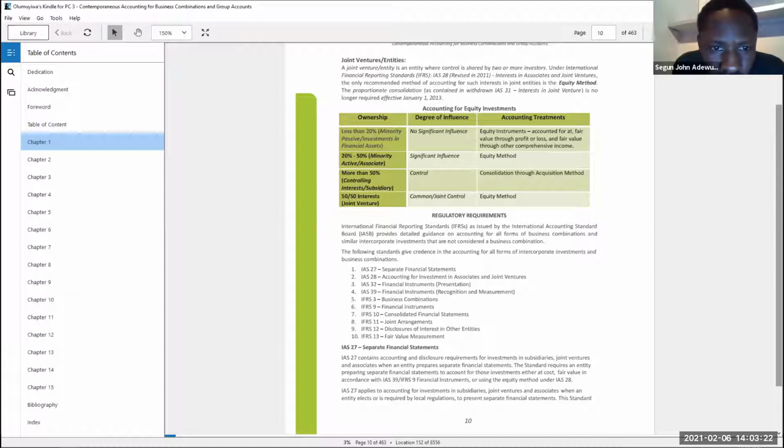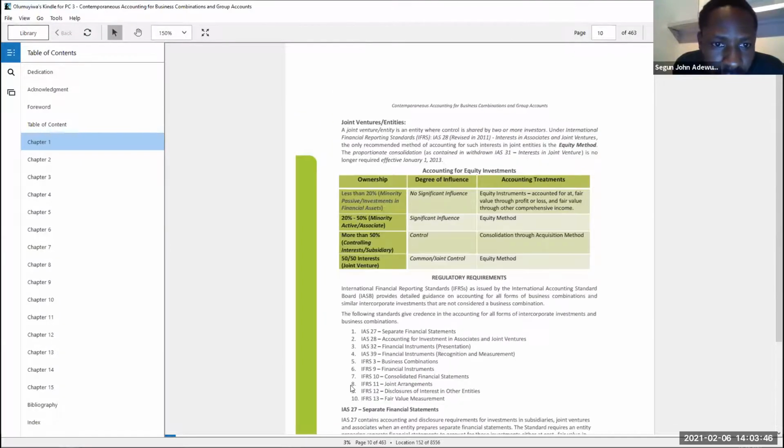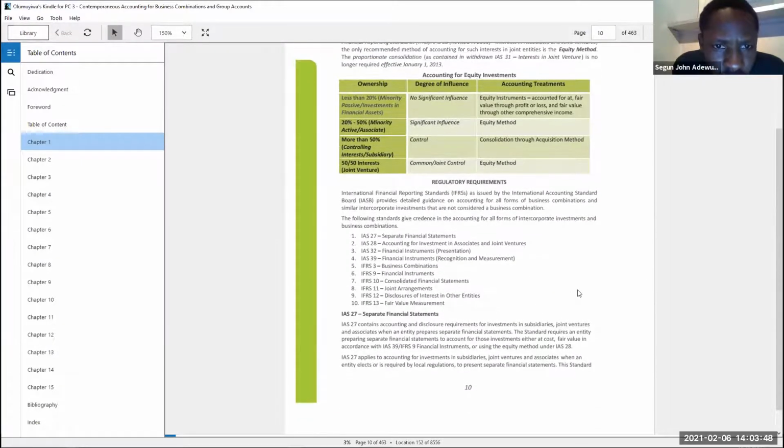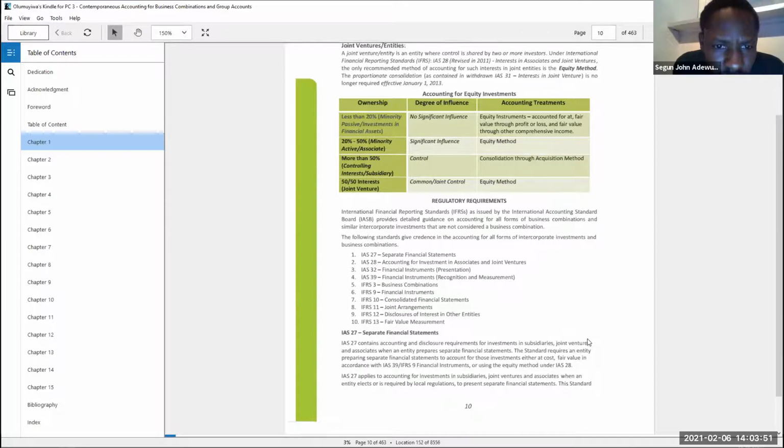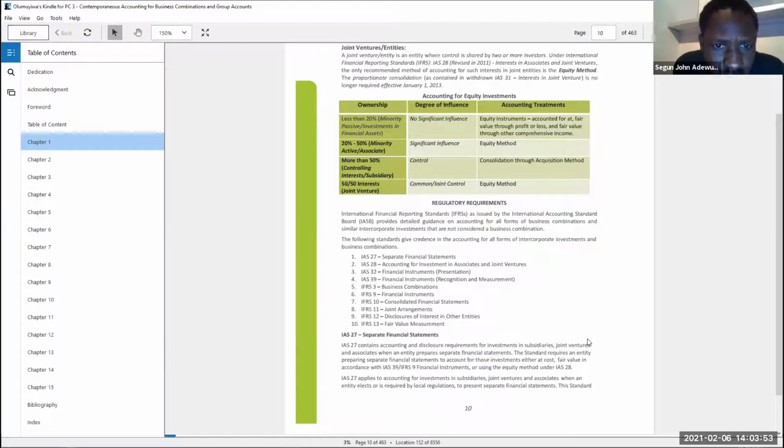So, accounting for equity investments: when ownership is less than 20%, it is minority passive or investment in financial assets, and the degree of influence is no significant influence. The accounting treatment is equity instruments accounted for as fair value through profit or loss and fair value through other comprehensive income. When the ownership is between 20% and 50%, it is minority active or associates.